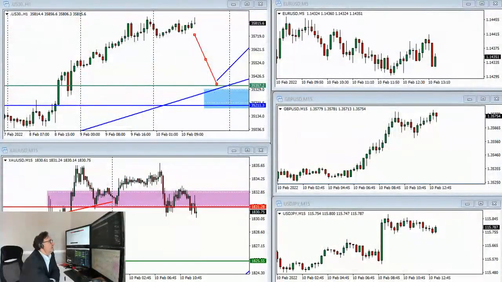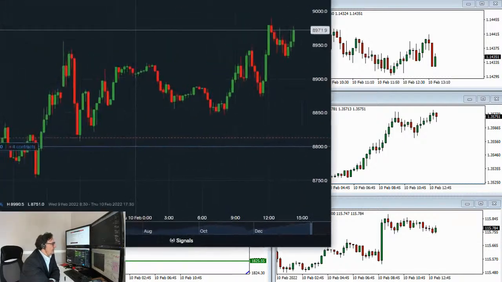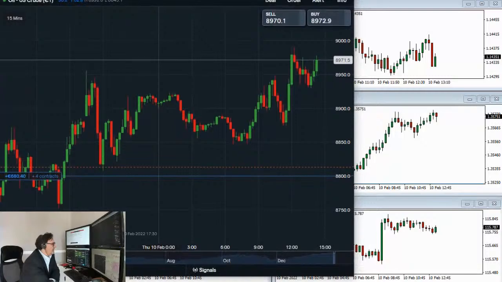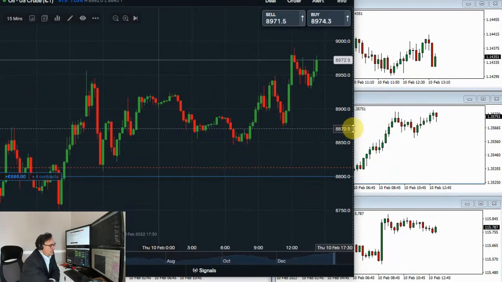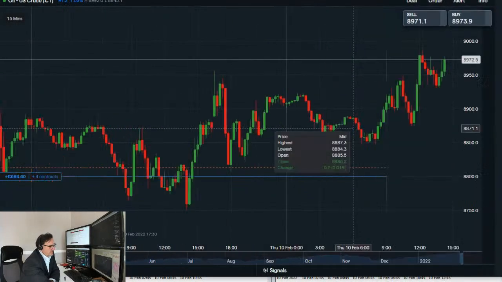Okay, the other position that I have open is WTI crude, and on WTI crude I am in the money. I took 2 partial profits already on this trade.